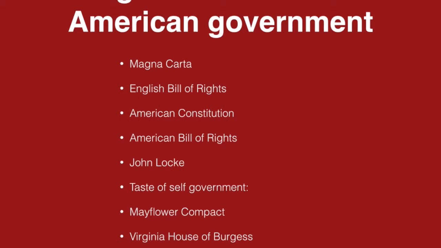We're going to look at the Magna Carta. We're going to look at the English Bill of Rights. And we're going to look at how these things are going to then, when we leave England, influence the creation of our own government because we had these traditions. So, how that influenced the American Constitution, the American Bill of Rights. We're going to look at important Englishmen like John Locke and what these Englishmen said that influenced American writers when we decide to leave England.